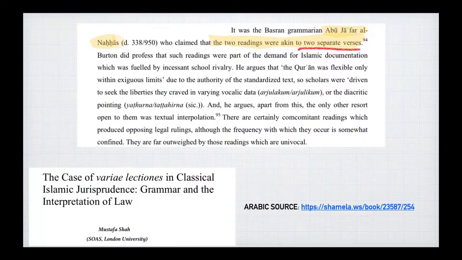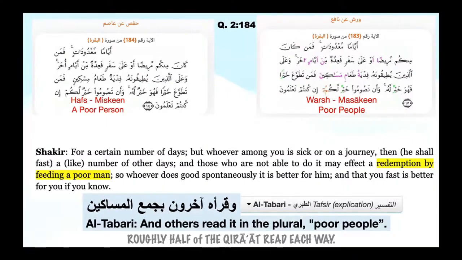You had a Muslim scholar, An-Nahas, who said that these two readings were akin to two separate verses. Lots of confusion here. And this is a Muslim scholar who's a grammarian, a classical one from about 300 Hijrah. Yeah, and he said they're like two different verses. Two different verses. And so, okay, that's the first example.